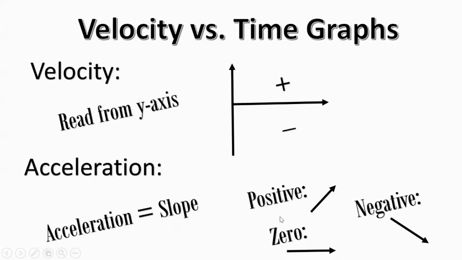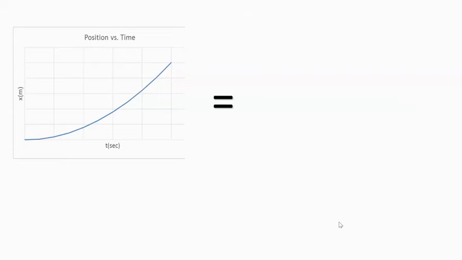And that would tell you whether the slope of the velocity graph is going to be up, down, or no slope at all. Okay, so let's practice, and I'll show you a couple examples. So hopefully after this, you can do some on your own. All right, so here's our position versus time graph. A lot of times they use the X symbol for position.